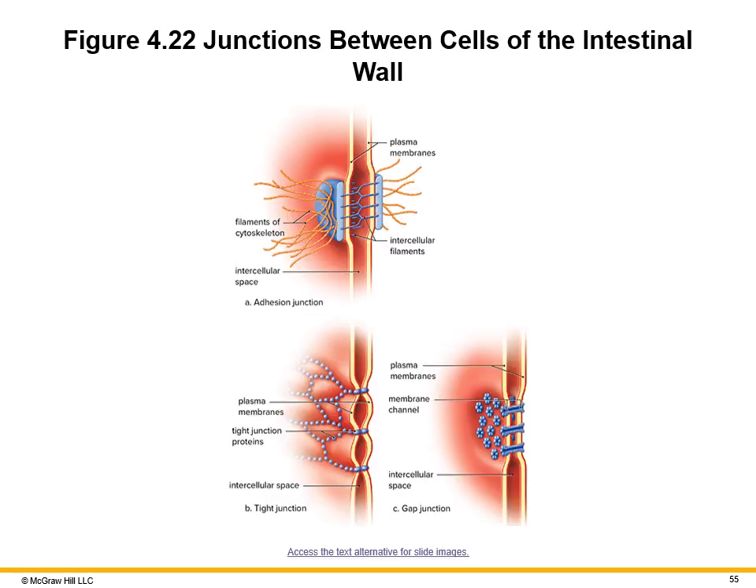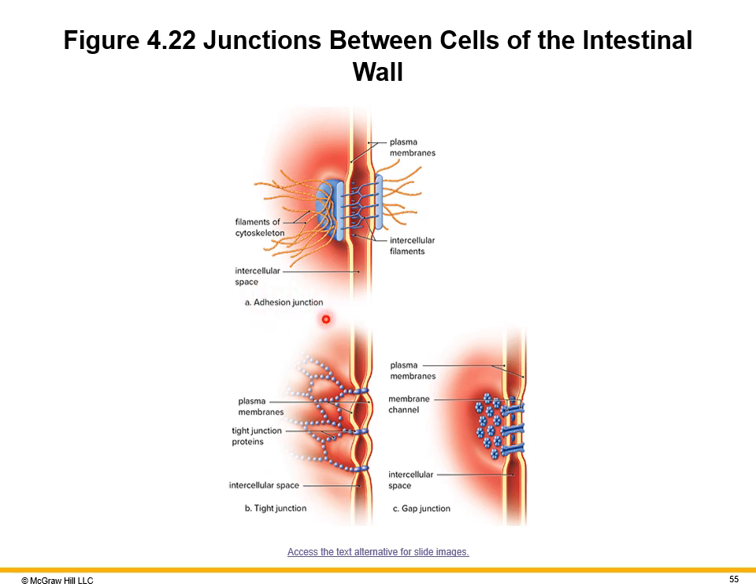Lastly, we will discuss junctions between cells. A junction is just the area between two cells. Right here, this would be the junction, and we have the two cells right here that are interacting with one another. A cell junction has proteins in the junction that influence the way that the two cells interact with one another.